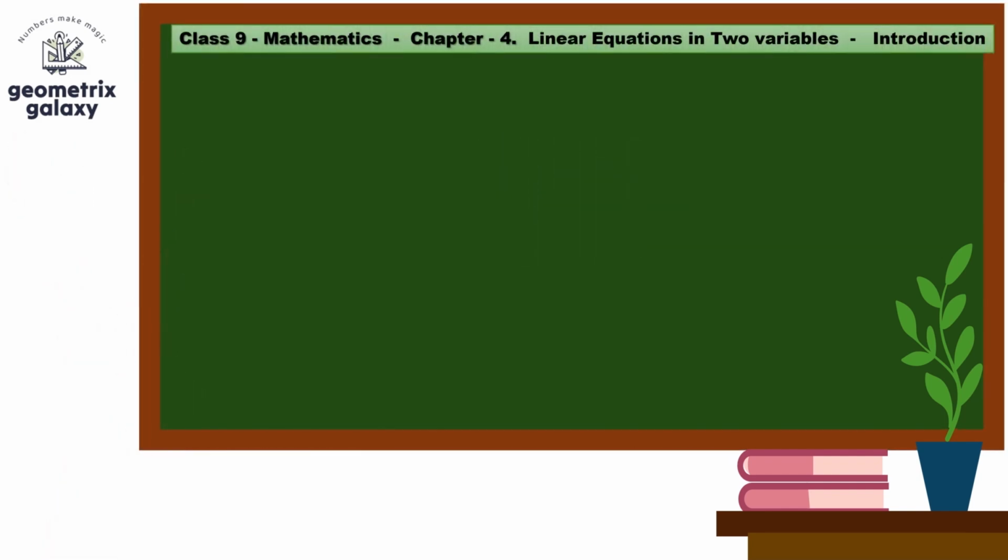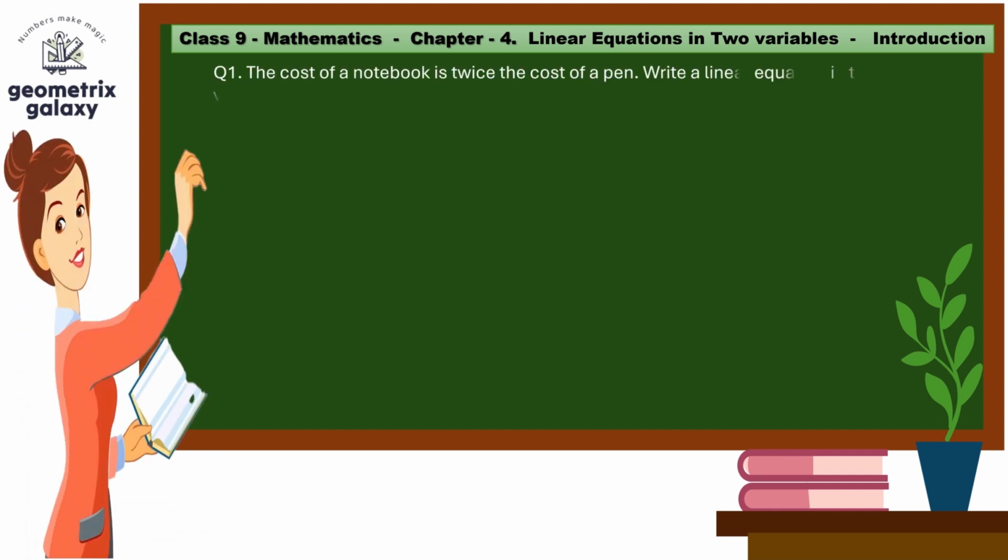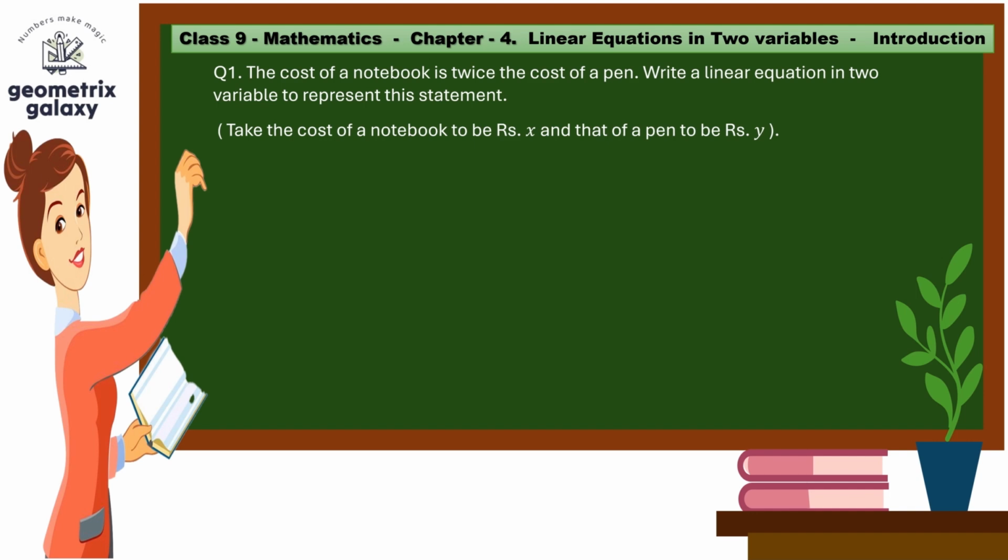Question 1. The cost of a notebook is twice the cost of a pen. Write a linear equation in two variables to represent this statement. Here they have also given a hint. Take the cost of a notebook to be rupees X and that of a pen to be rupees Y. So it is very easy for us to frame the equation.